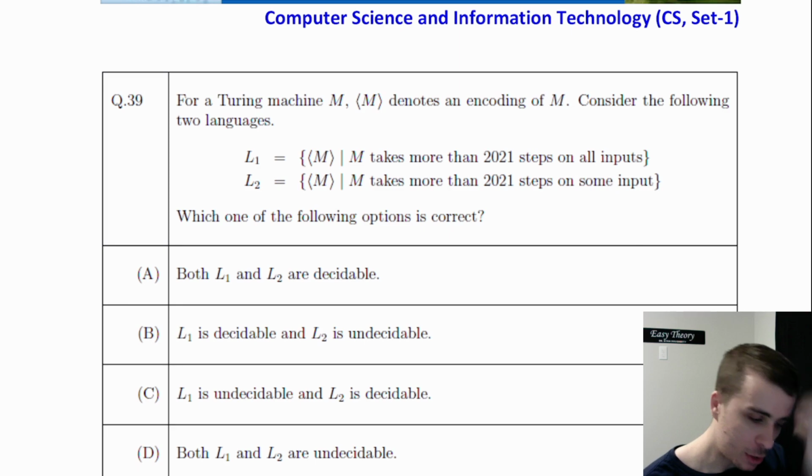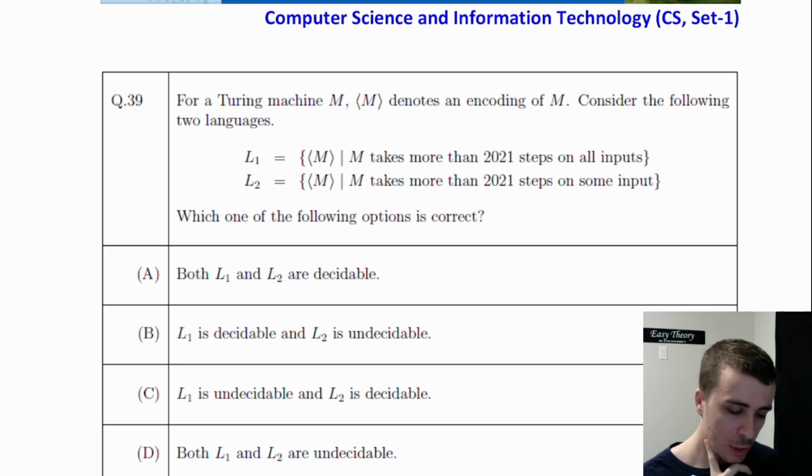So now another one. Turing machine M. Consider the following 2 languages. So we got a machine where M takes more than a certain number of steps on all inputs versus on some input. So which of the following is correct? So is whether each one of these is decidable or not.